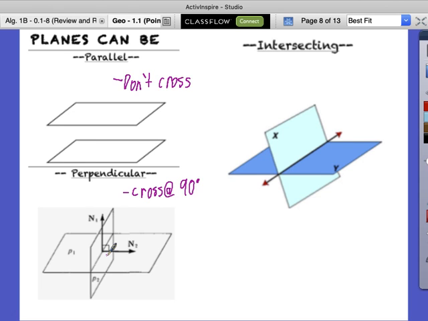So then we just also have normal intersecting ones where these cross, but it doesn't have to be a 90 degree angle again, okay?